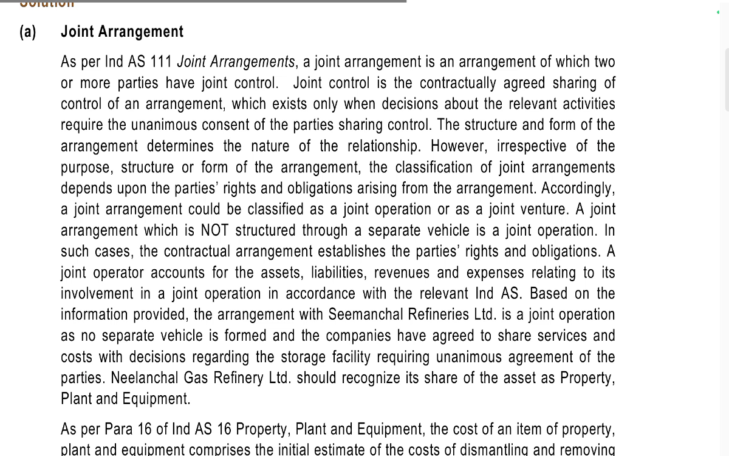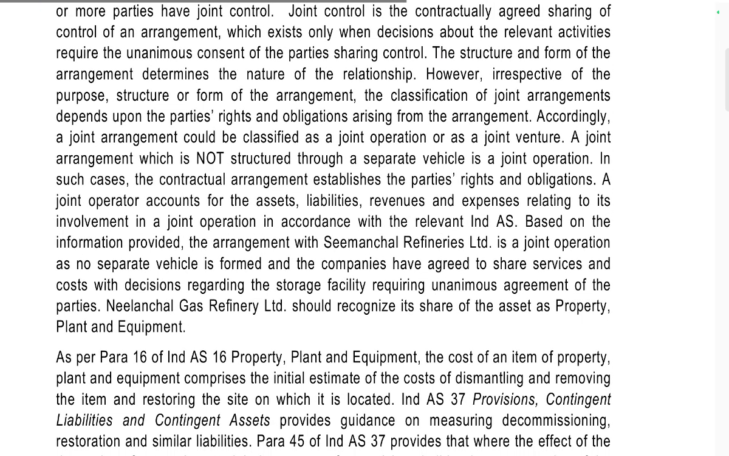The structure or form of the arrangement does not by itself determine the nature of the arrangement. The classification of a joint arrangement depends upon the parties' rights and obligations arising from the arrangement. Accordingly, a joint arrangement could be classified as a joint operation or a joint venture. A joint arrangement which is not structured through a separate vehicle is a joint operation.